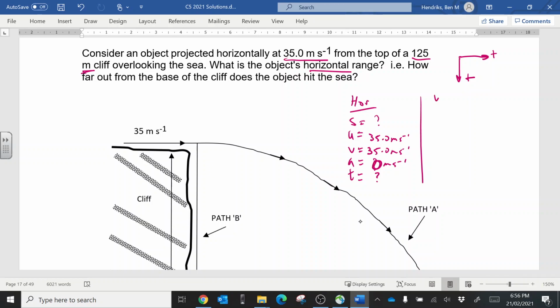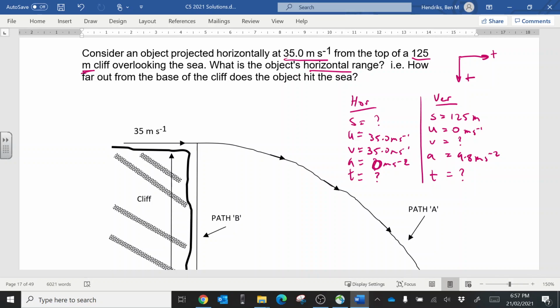So vertically, what else do we know? We know that S is equal to 125 meters downwards. U is equal to 0 meters per second. V is unknown. A is equal to 9.81 meters per second squared. And this was a squared over here too, I always forget that. And time, if we don't know the time in the horizontal, we don't know it in the vertical, and vice versa.